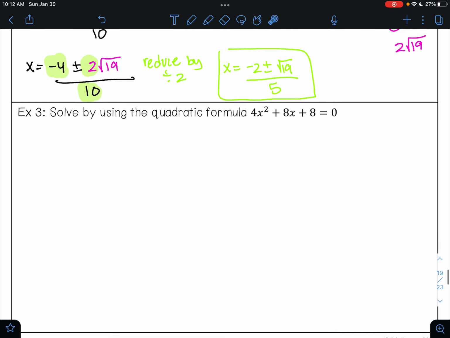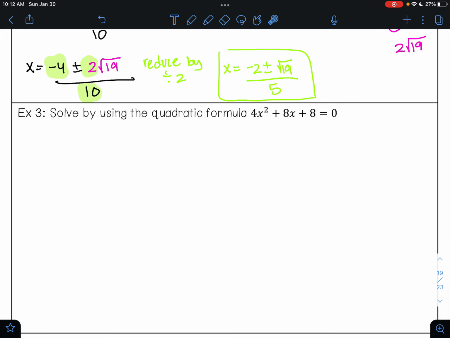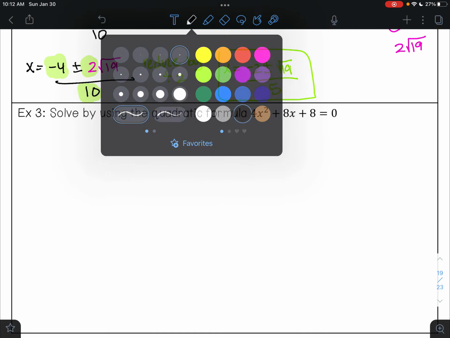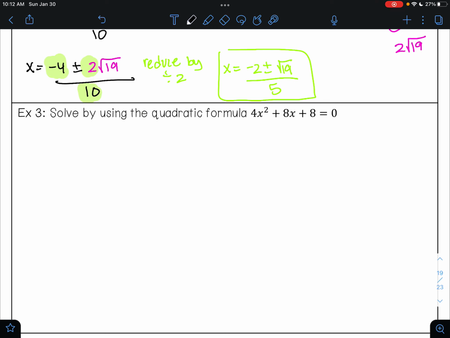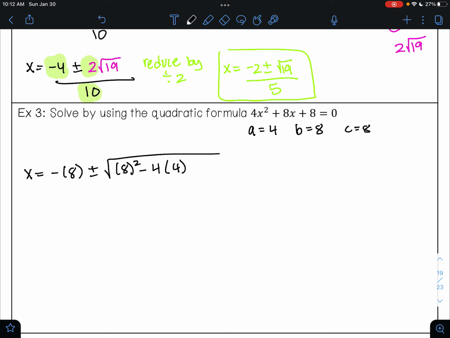Let's go ahead and try example 3. On example 3, this is in standard form, so I can go ahead and begin identifying A, B, and C. Here A is 4, B is 8, and C is 8. So I'm going to have x equals negative b plus or minus the square root of b squared minus 4 times a times c all over 2 times a.